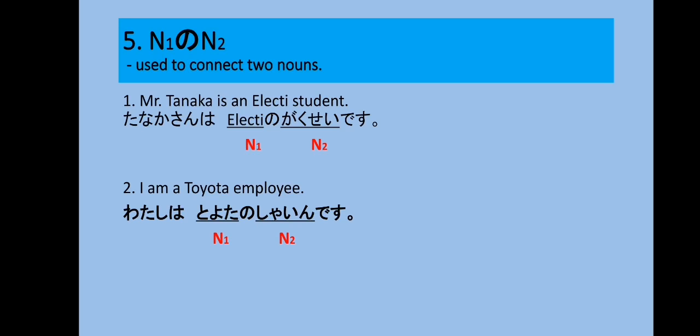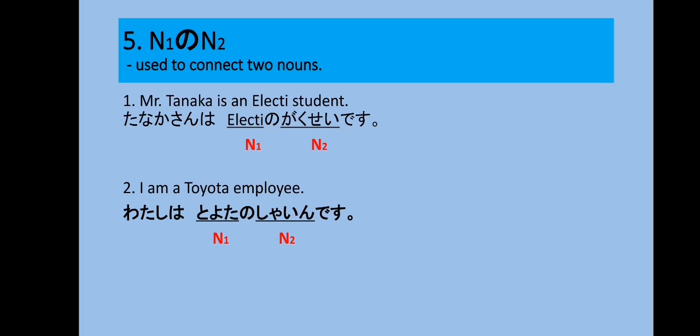If you're confused with the no particle, you could always think of it as apostrophe S. So, pwede nyong isipin, para hindi kayo malito, na yung particle no ay apostrophe S. So, how does that work? So, Tanaka-san wa electi's gakusei desu. So, it's easier. Hindi kayo malilito kung anong mas malaki. Pero normally, mas malaki dito yung noun 1. Kasi nagbebelong yung noun 2 sa noun 1.